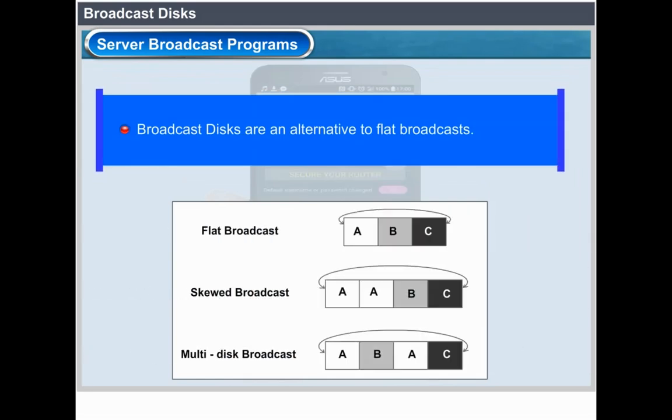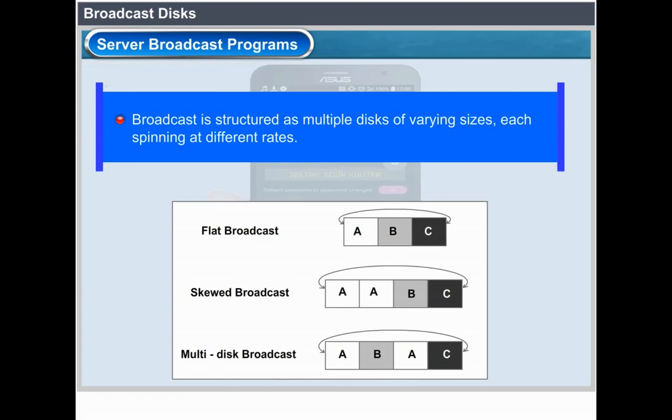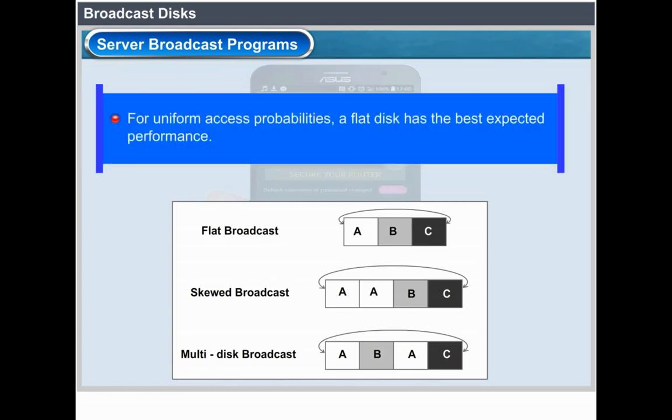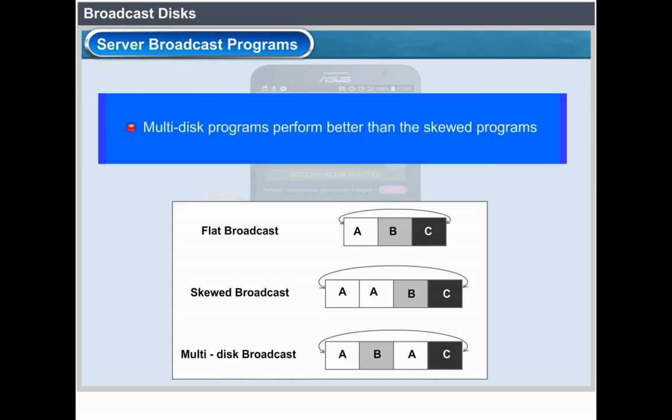Broadcast disks are an alternative to flat broadcast. The broadcast is structured as multiple disks of varying sizes, each spinning at different rates. For uniform access probabilities, a flat disk has the best expected performance. For increasingly skewed access probabilities, non-flat disk programs perform better. Multi-disk programs perform better than the skewed programs. The figure shows flat broadcast, skewed broadcast, and multi-disk broadcast.